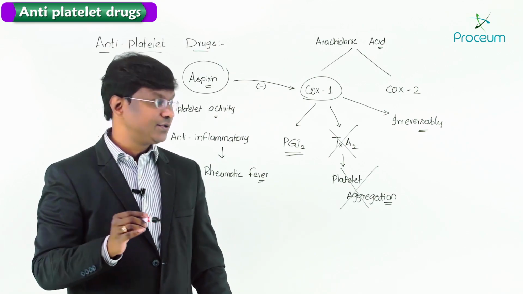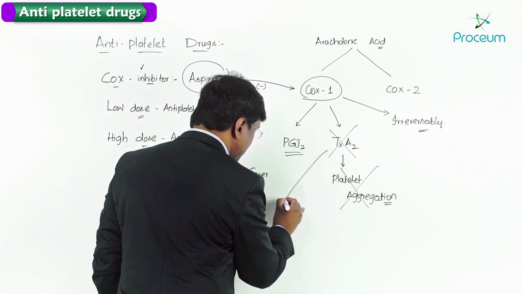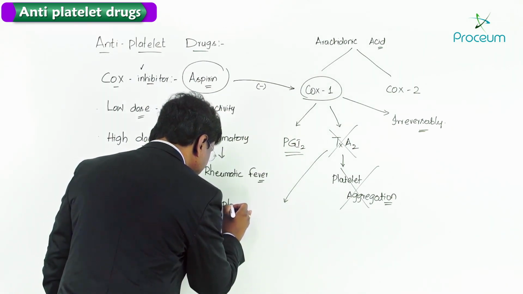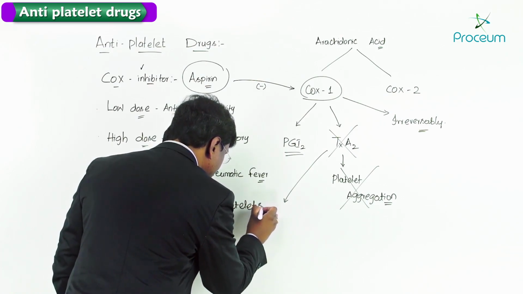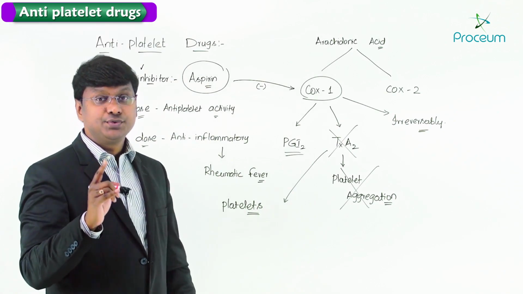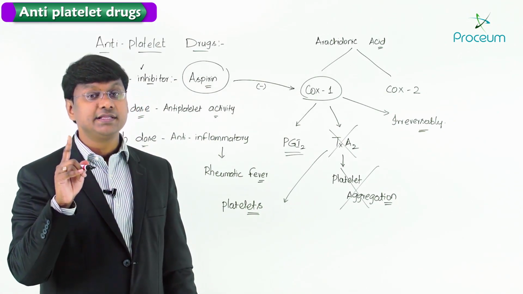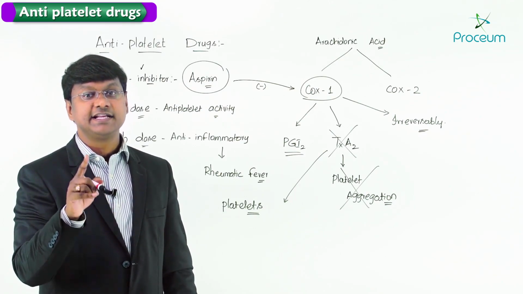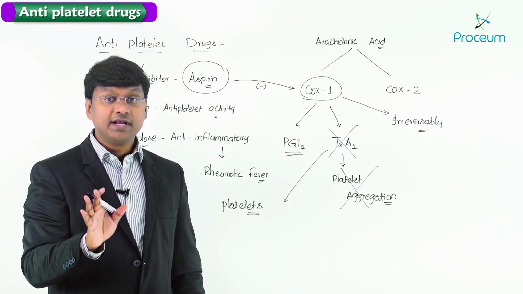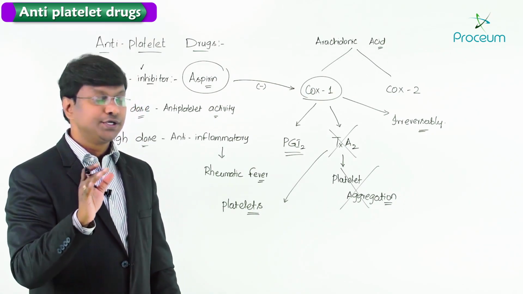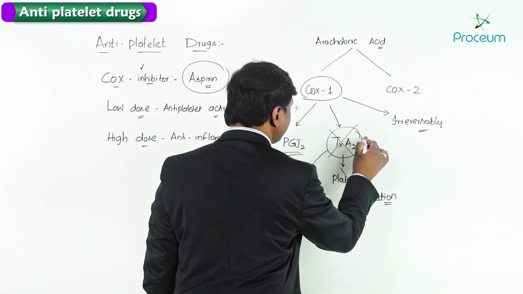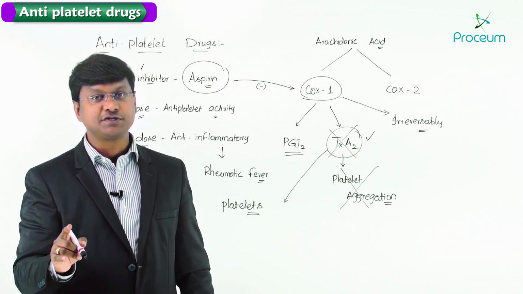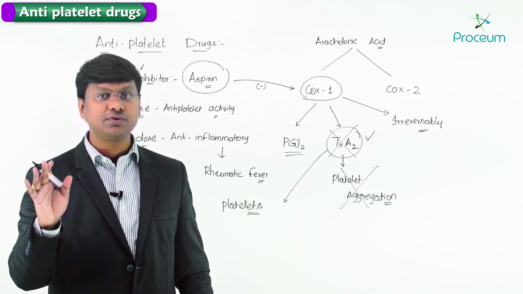Now this thromboxane A2, where is it produced? Let me tell you, it is produced by the platelets, and you need to know that platelets do not contain nuclei. So thromboxane A2 is not synthesized until there is production of fresh platelets. Only when fresh platelets are synthesized is there synthesis of thromboxane A2.